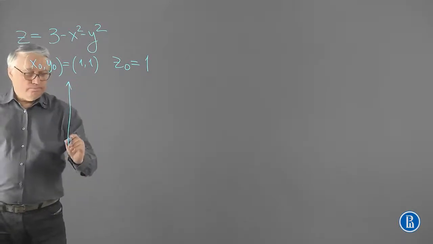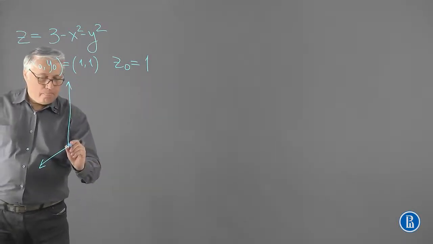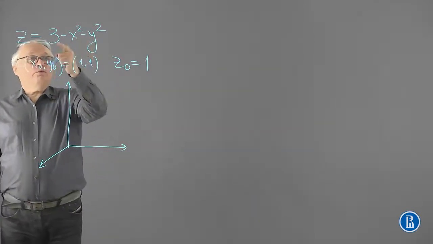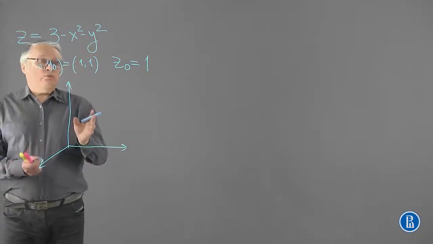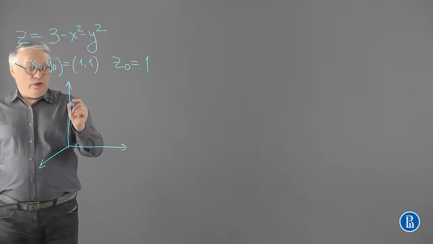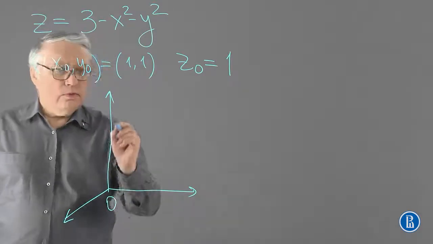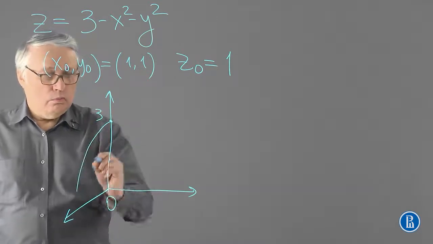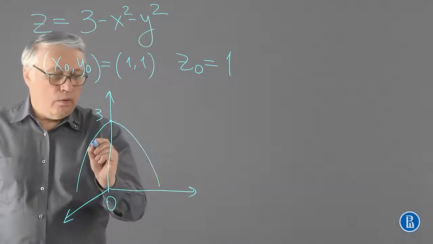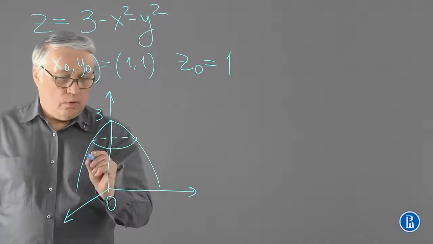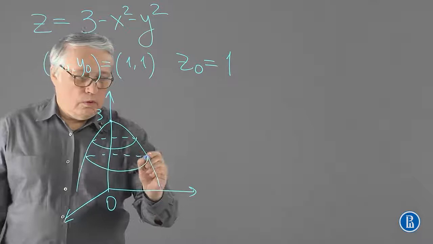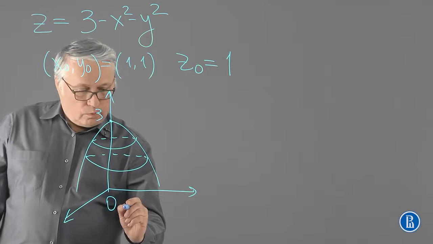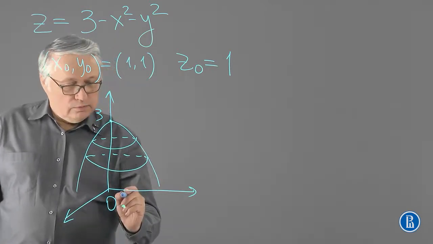Now let's draw the graph. So the graph has the shape of a hill. The top is at the origin, so this is the origin. Here we have 3. And there is a point here, which is 1, 1.